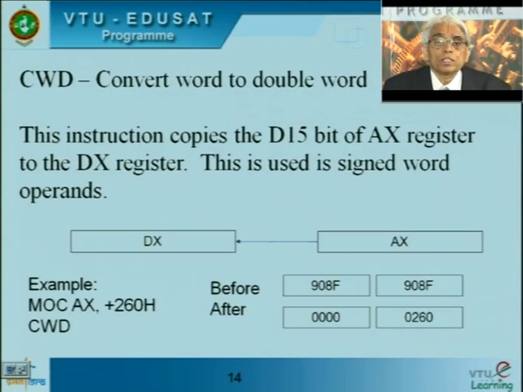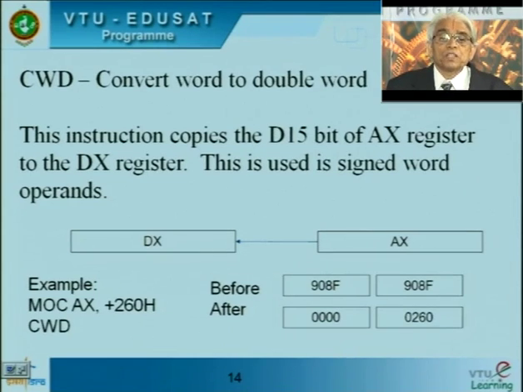Similarly, we have what is called convert word to double word. This is another instruction. We are talking about the signed number here, because this makes a huge difference when you are performing signed operations. As I have already mentioned, it is the user who has to take care of this operation. The instruction will do its duty, and the user is supposed to take up all the required operations to make sure that the error is not there.